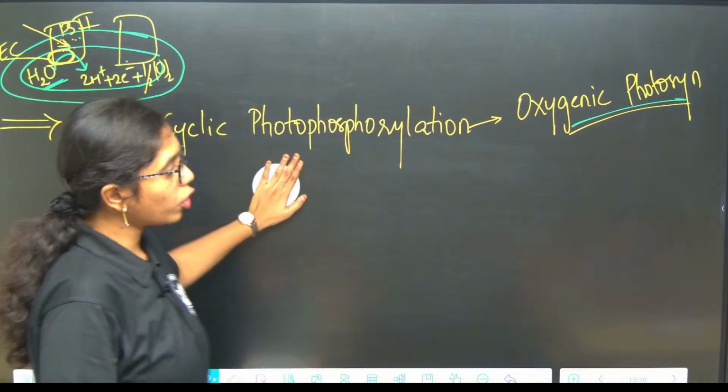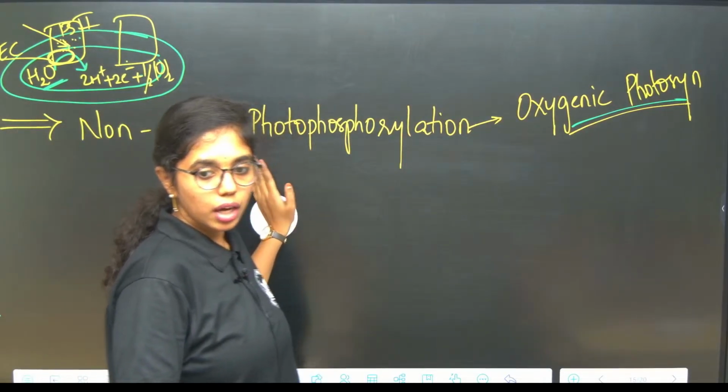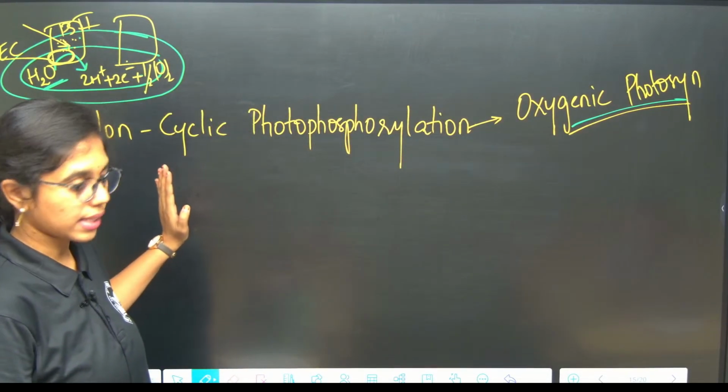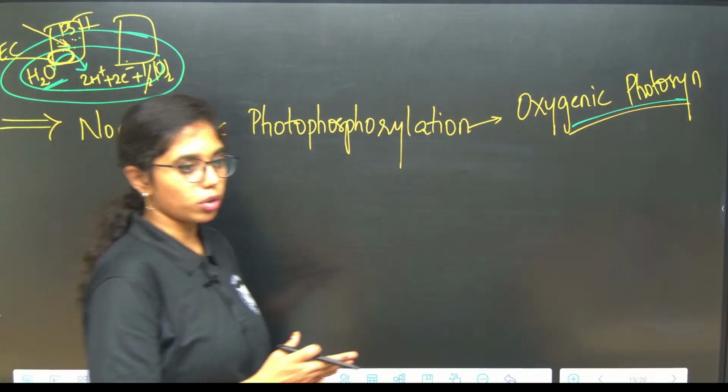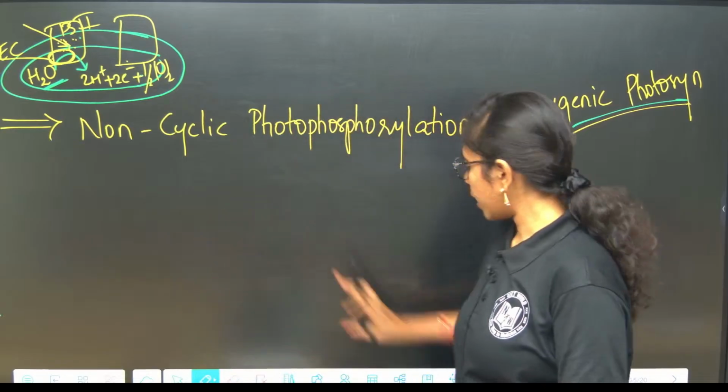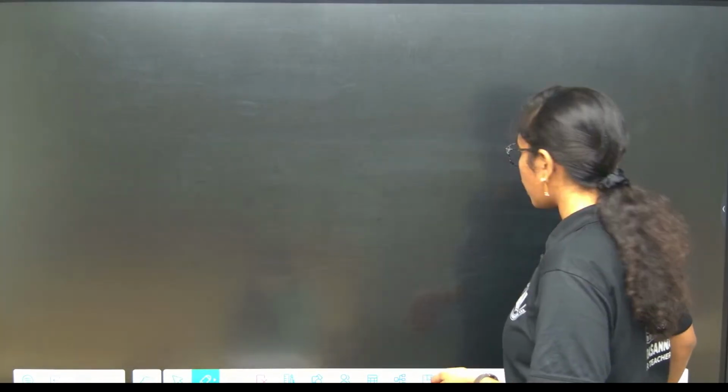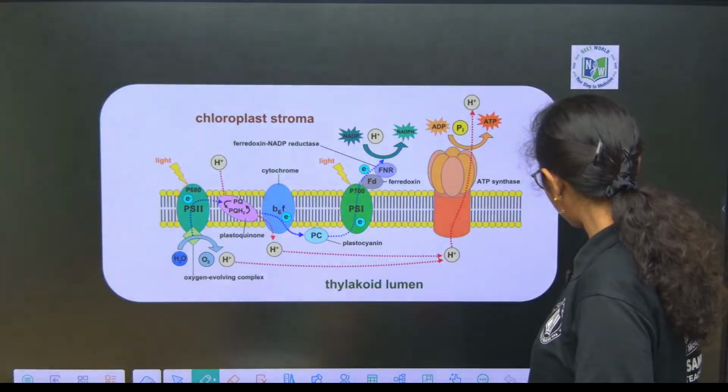So, non-cyclic photophosphorylation will occur in oxygenic photosynthesis. Cyclic photophosphorylation will occur in anoxygenic photosynthesis. So, till here you make a note of it. Cyclic and non-cyclic photophosphorylation I will tell you tomorrow.